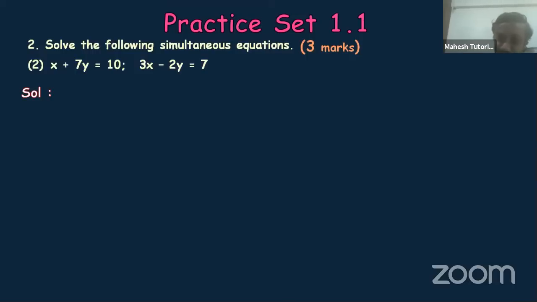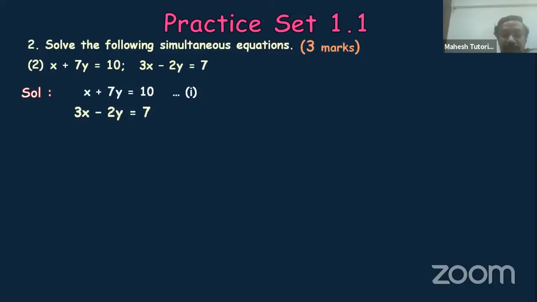We need to number the equations. So let us follow the same first step here. Now students, tell me, the first equation, x plus 7y is equal to 10. Is it in its basic form? Yes, so we number it as equation 1.